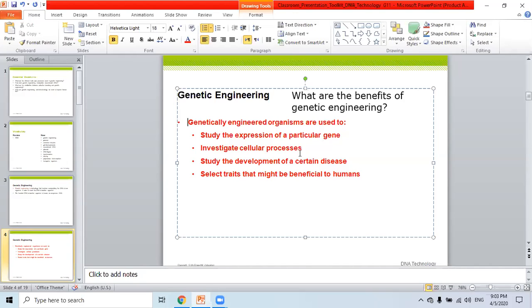Investigate cellular processes, study the development of a certain disease. Yes, this is true. Select traits that might be beneficial to humans. I think you have seen in some Hollywood scientific movies, like Max 1, 2, 3, and The Matrix parts 1, 2, and 3, that we can do and undo. We can add traits to humans to make them look extraordinary. You understand? Something extraordinary. That's what I want you to know.